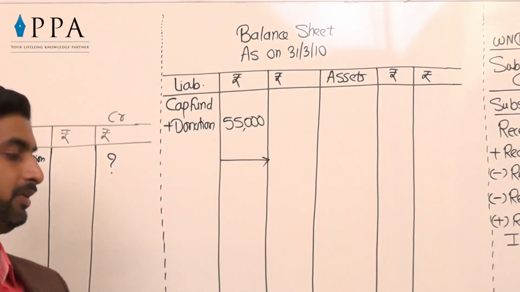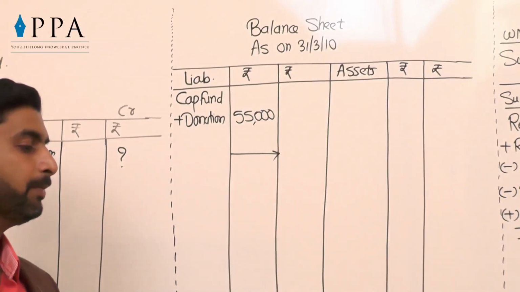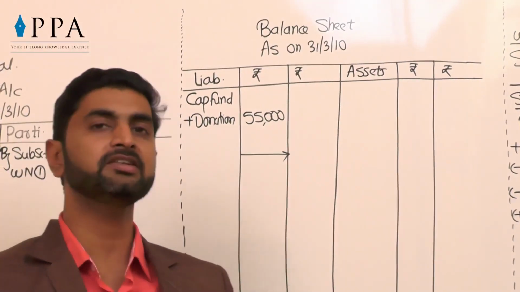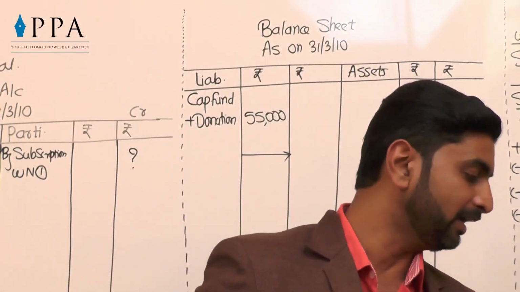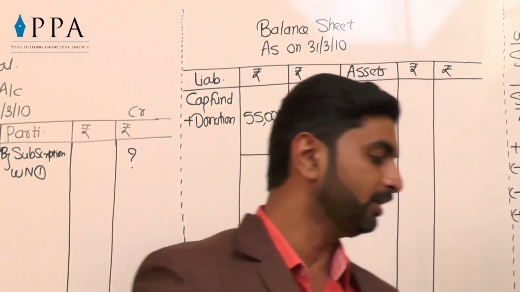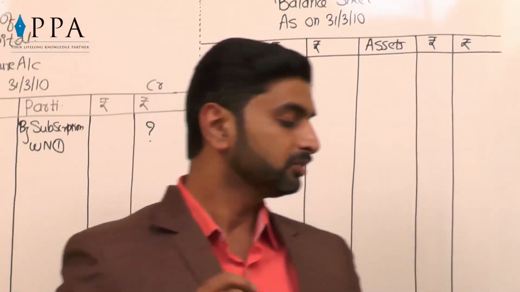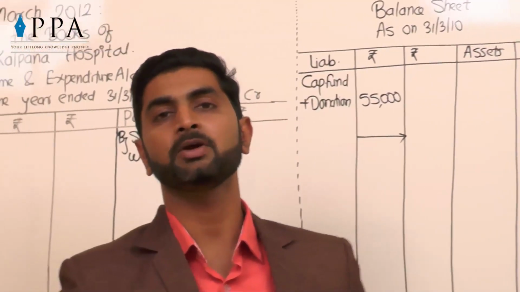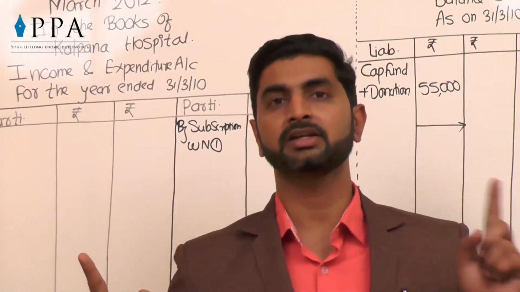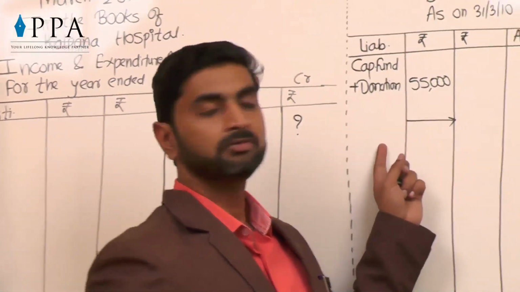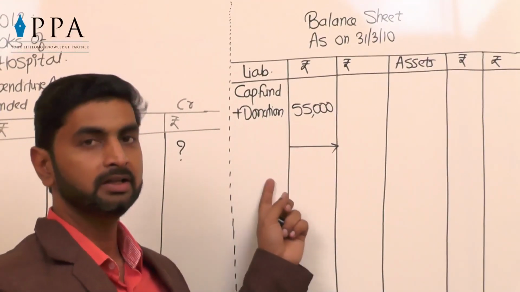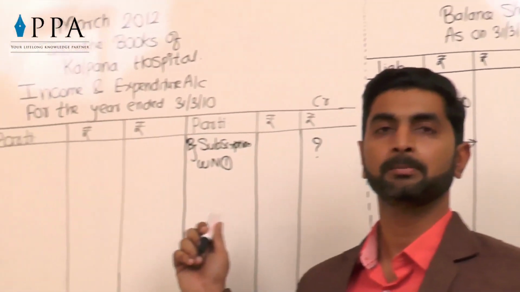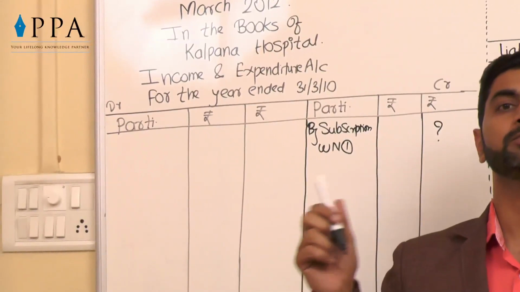Donation received 55,000. Next is life membership fees received. There is something given in the question regarding life membership fees. It is given that it is to be capitalized and it is not to be recorded in the income and expenditure account. So whatever life membership fees we have received is capitalized. The receipt can be of revenue nature or capital nature. If it is capitalized, then it will go to the fund account and it is added to the fund. If it is revenue, it will go to the income and expenditure account credit side. But in the question it is given, it is to be capitalized.